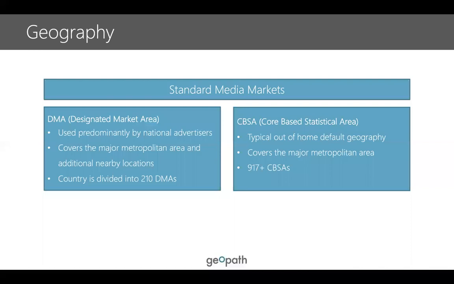CBSAs, on the other hand, are typically an out-of-home default geography. They're defined as a metropolitan area within larger markets, such as within a DMA, containing a substantial population that consists of one or more urban centers of at least 10,000 people. In total, there are over 917 CBSAs that cover the entirety of the United States.